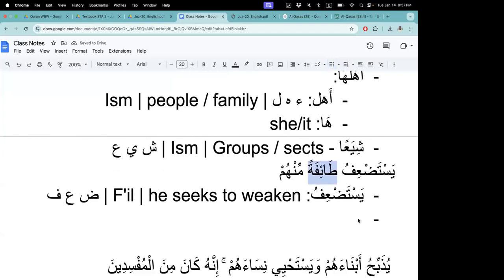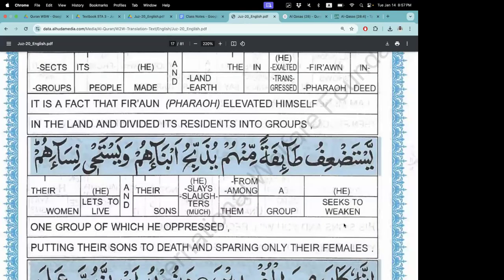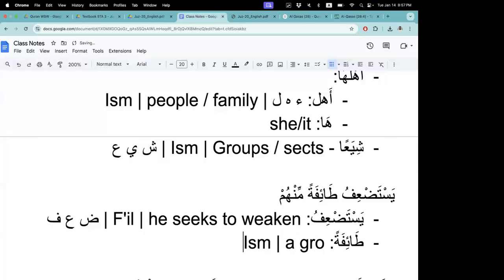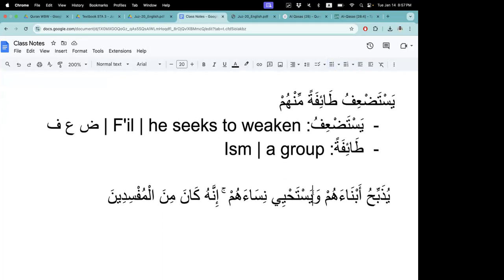Ta'ifatan. Ta'ifatan is an ism, and what is the translation? A group, right? A group, perfect. And the root here is going to confuse you, so I'm going to leave it. Okay. We will cover that some other time, inshallah.